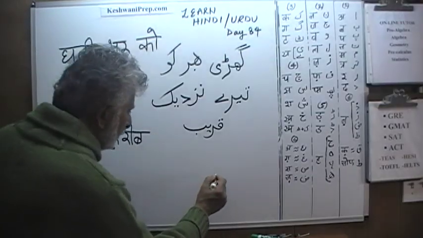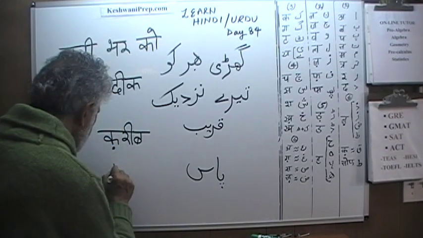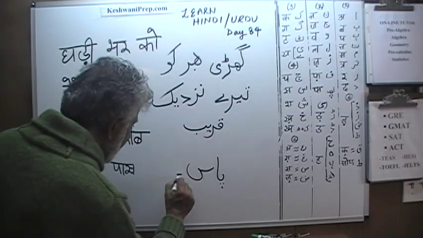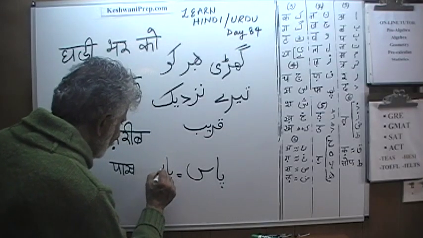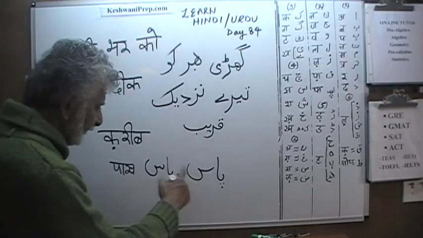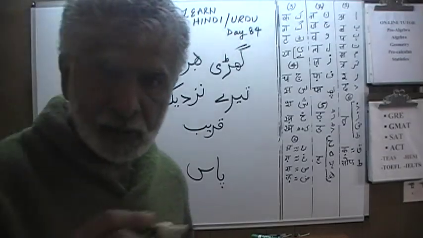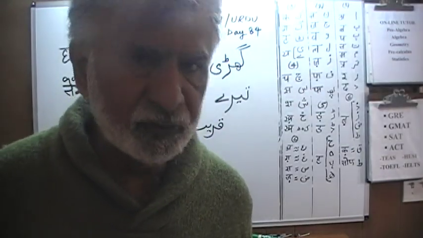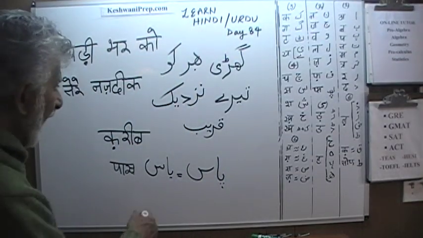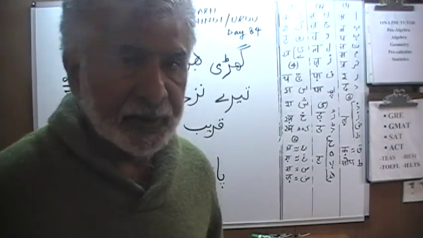Kareeb, nazdik, paas. Paas, you can write it like this, or you can write it like this. If you want to take your sweet time, you have to make two loops and then like this, paas. That's a seen and that's a seen. That's a lazy man's way of writing seen, because I just made one long loop. And that's exactly how you will see most of the time, even in print, in the newspaper. Paas, kareeb, nazdik, they all mean the same thing. It just means close by, near.